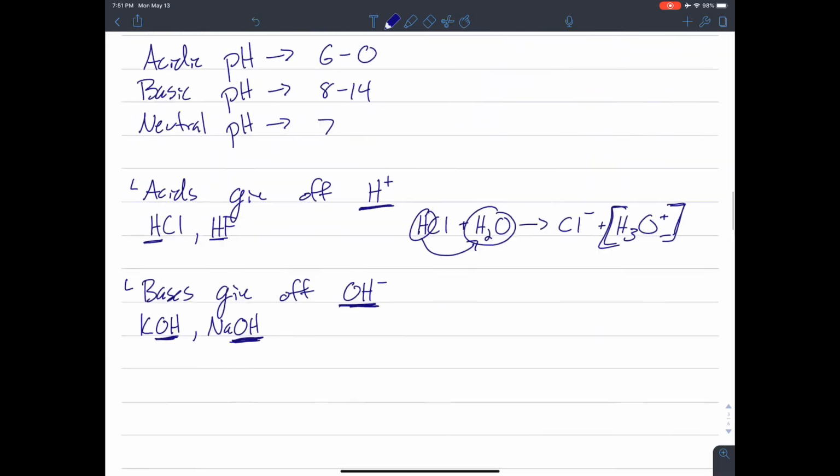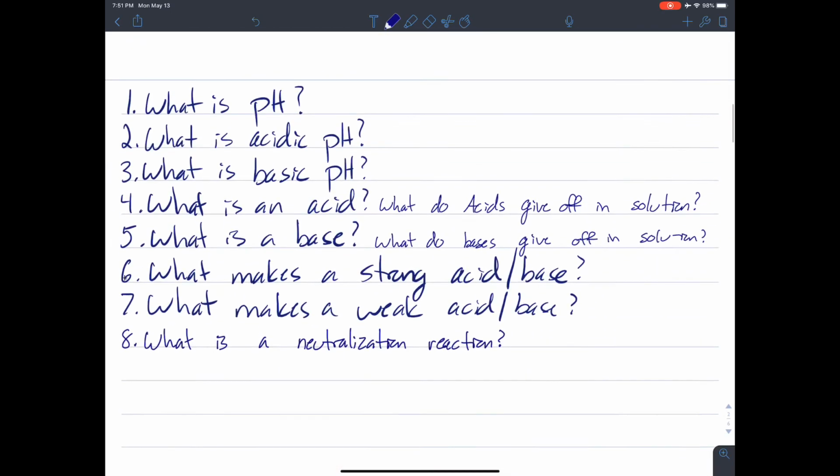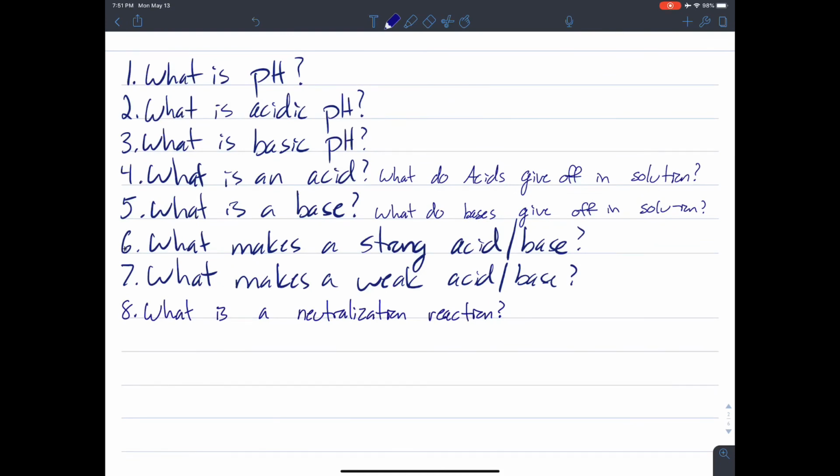All right, that's about it for this. Make sure you have that all in your notes. Make sure you have each of these questions answered in your notes. So pH is a measure of H plus in solution. Acidic pH is 0 to 6. Basic pH is 8 to 14, neutral being 7.